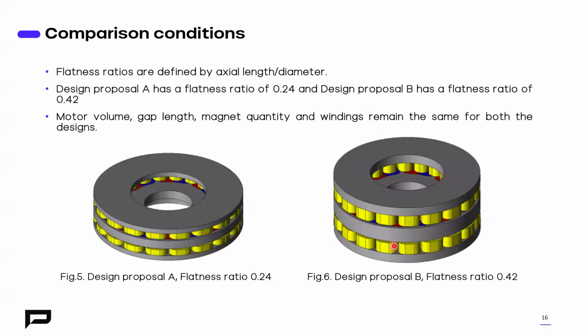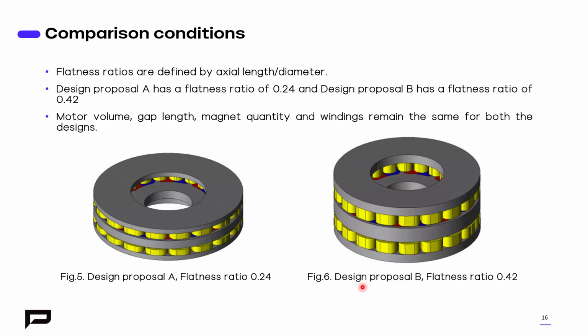In this model, we have two kinds of design proposals. Design proposal A has a flatness ratio of 0.24, and B has 0.42. It is just a small comparison of how the torque and the efficiency of the motor are impacted if the flatness ratio varies.